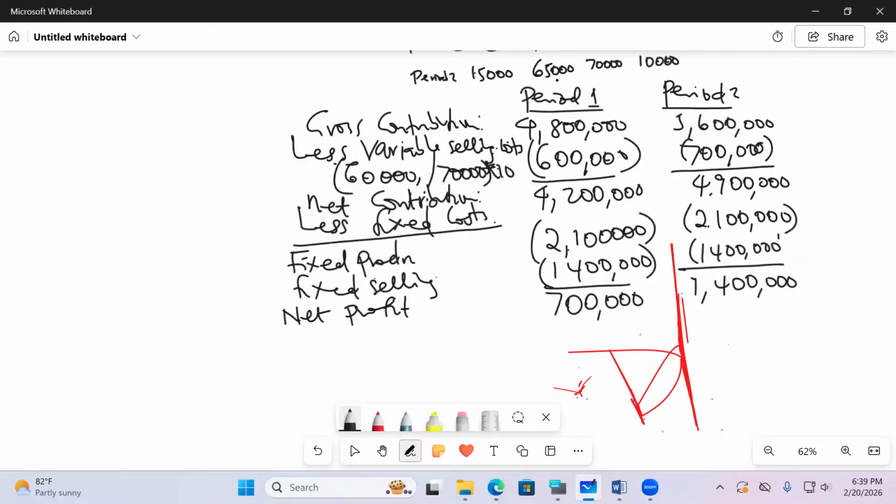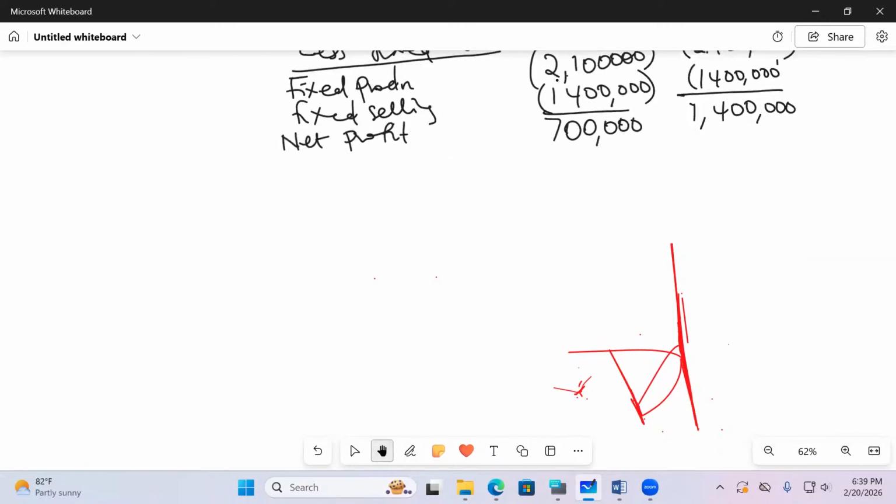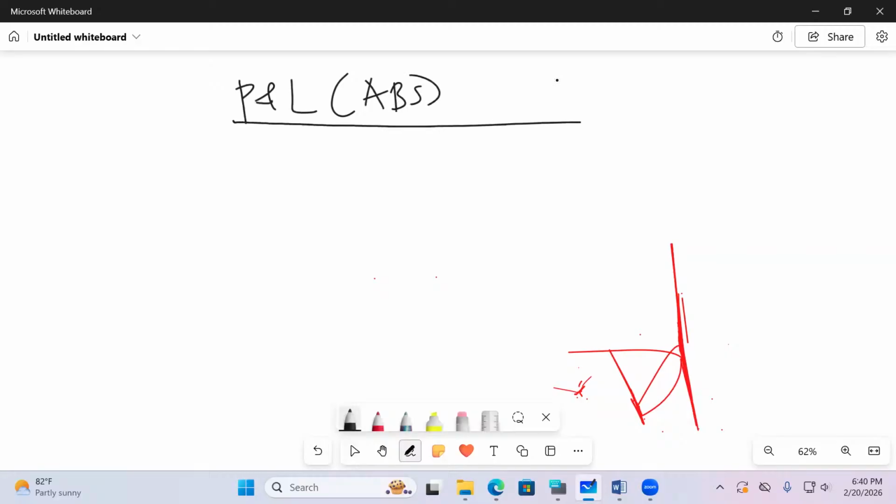Great. So we go straight away to P&L. P&L, this time around, we're using what here? Absorption. So even if you understand nothing, you come and write a big title there. Say profit and loss. And then you say what in capital letters? Absorption. You don't have to write in full. That way the examiner will still understand.